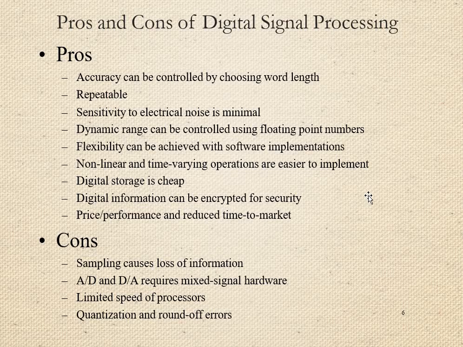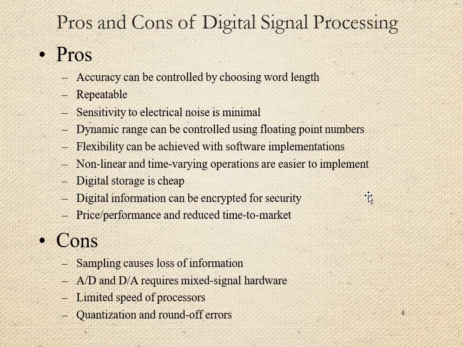Digital storage is cheap. In analog signal processing, storage is difficult, but in digital signal processing, storage is very cheap. For example, now we are using a 1 TB hard disk for storage of digital data. There are very advanced technical advancements in storage by using compression techniques.